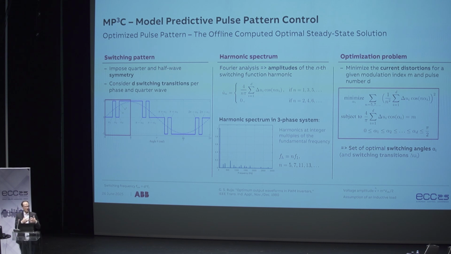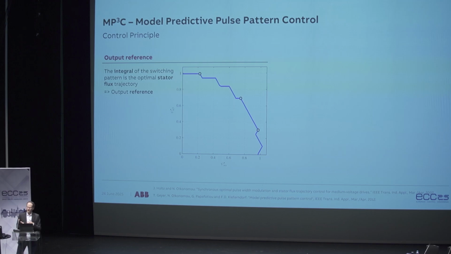If you have a small degree of angles you have to optimize over, you can do it very efficiently. But if you have dozens or hundreds, it becomes highly challenging. But given that you have solved this problem, all you need to do is integrate it up. The integral of the voltage is the flux, and this is what you would apply to your machine. And because the switching waveform is optimal, also the integral of the waveform is optimal. And you want to follow this flux trajectory.